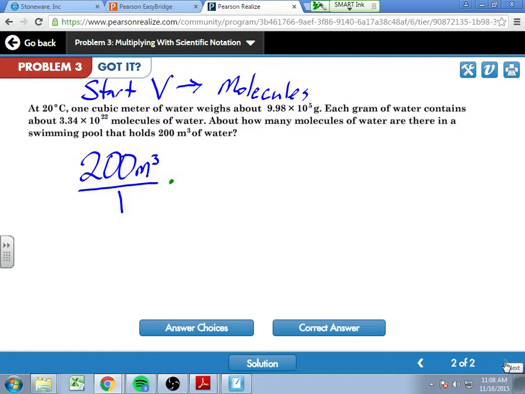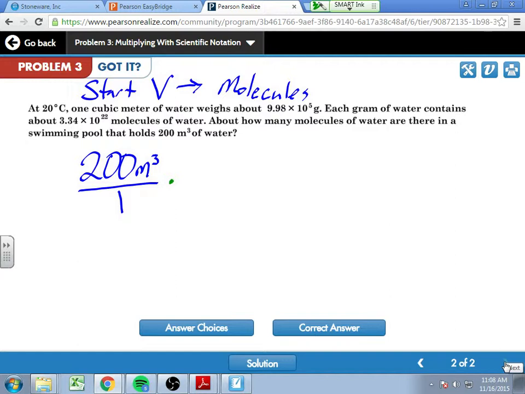So I start with 200 meters cubed, and if I was you, I would label everything in this problem so it makes sense. That would take a pencil to write things down. Have you written down anything yet, Grant? Yes, I have. I just dropped it.